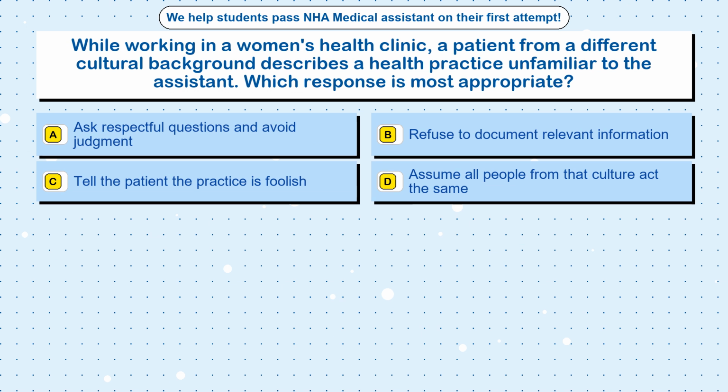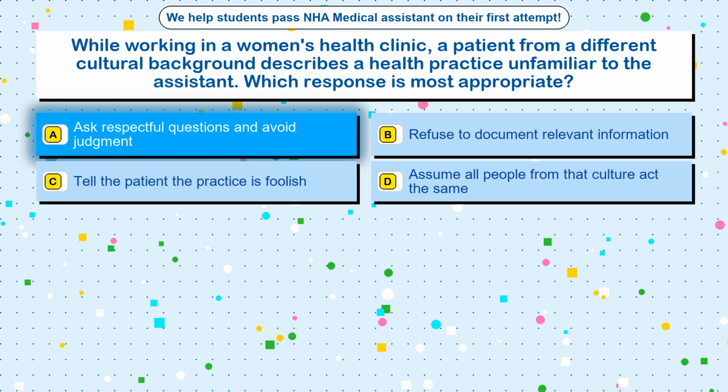Question 44. While working in a women's health clinic, a patient from a different cultural background describes a health practice unfamiliar to the assistant. Which response is most appropriate? Option A. Ask respectful questions and avoid judgment. Option B. Refuse to document relevant information. Option C. Tell the patient the practice is foolish. Option D. Assume all people from that culture act the same. The correct answer is option A. Ask respectful questions and avoid judgment.